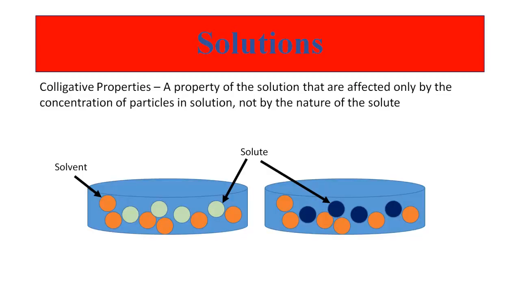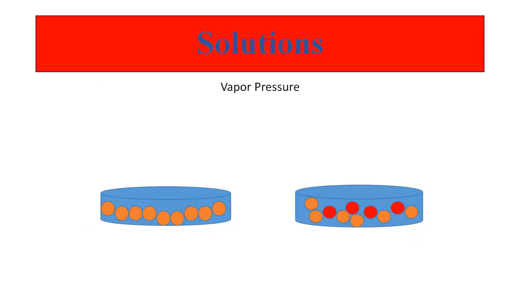Imagine I have two solutions here. They have the same amount of solute and the same amount of solvent, but they're different solutes in solution. But it doesn't matter in a colligative property. It will affect it the same. It doesn't matter what kind of solute particles are in solution, it just matters how many solute particles are in solution. There are three situations that we're going to discuss in here that are affected by concentration only.